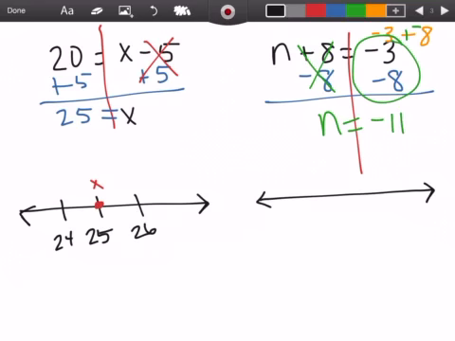If I wanted to graph that, again, we need 3 numbers. So I need a negative 11. One more than negative 11 is negative 10, and one less is negative 12. And we put our dot right on negative 11, and we can label it n.